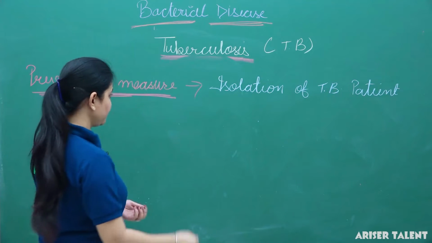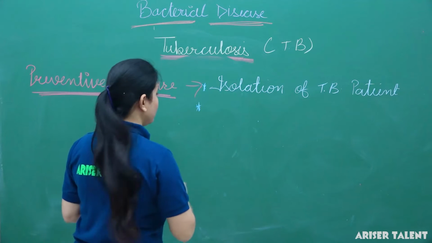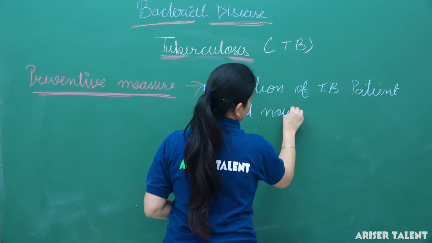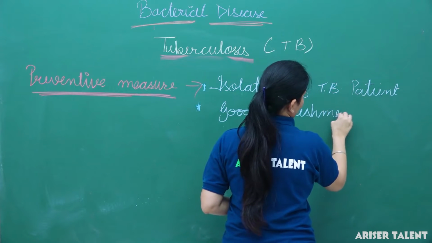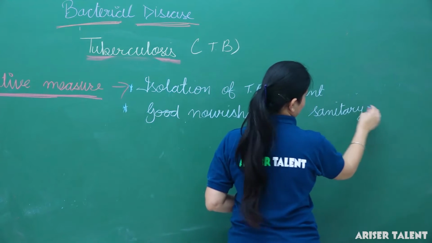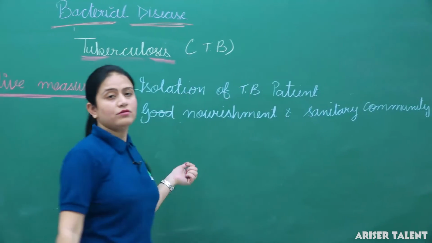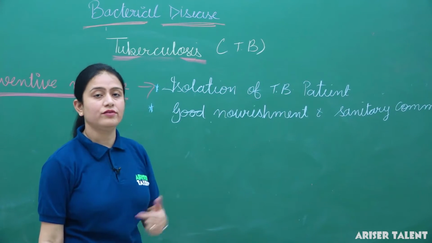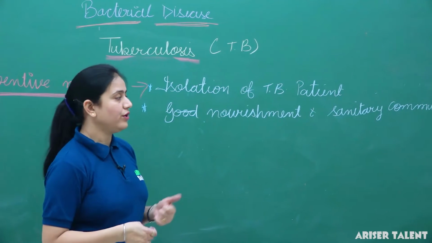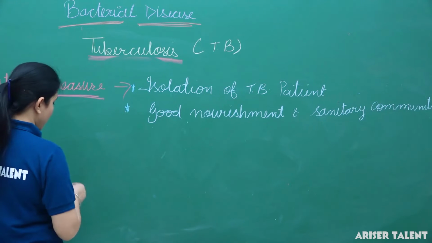Next, good nourishment and sanitary community. Good nourishment means a person should have healthy, proper, nutritious diet, which should be a balanced diet, means which should contain all the nutrients so that it can increase the immunity of our body. Sanitary community means our surroundings should be proper, clean, hygienic.